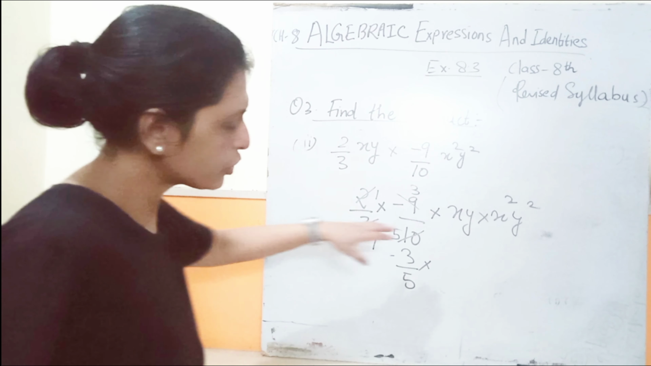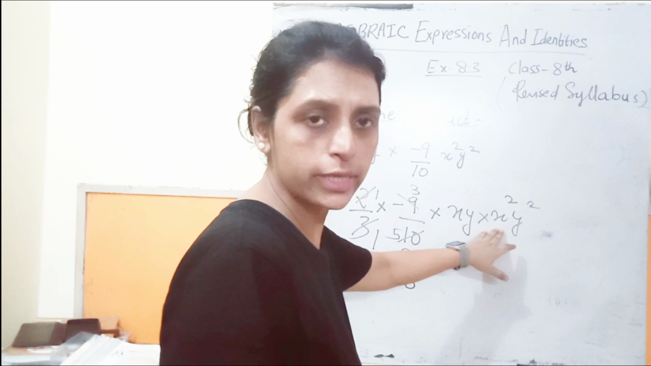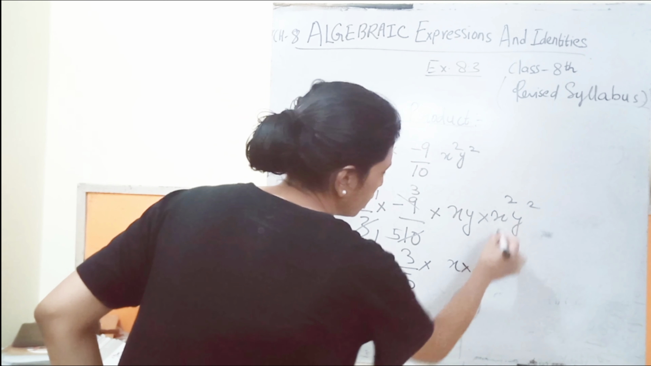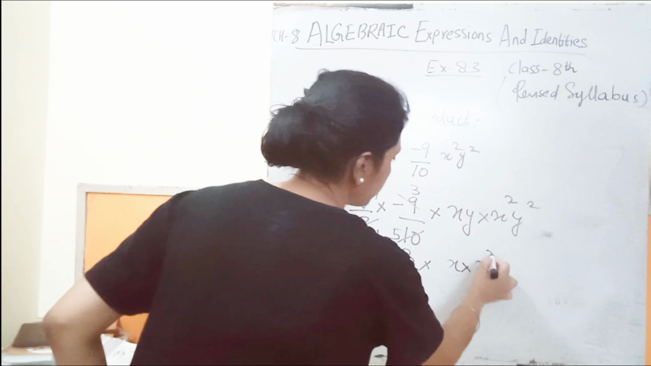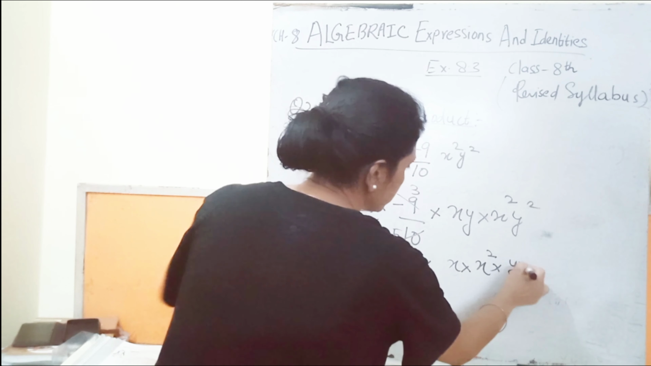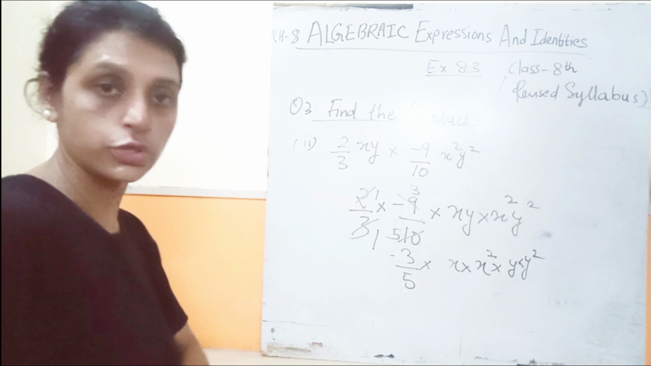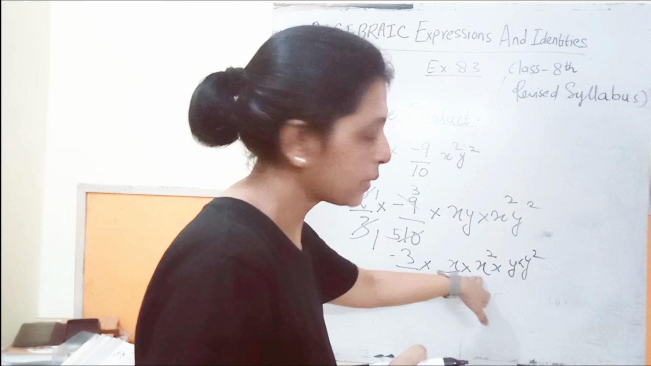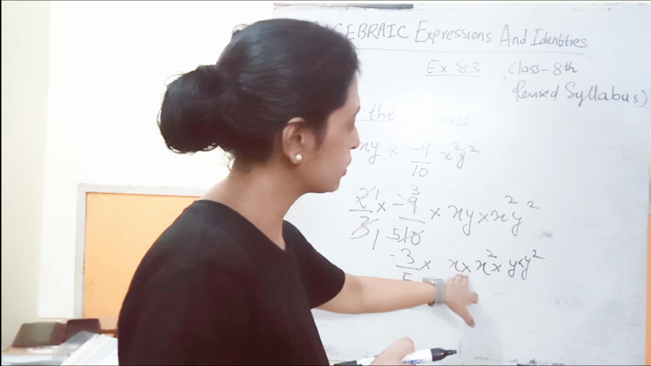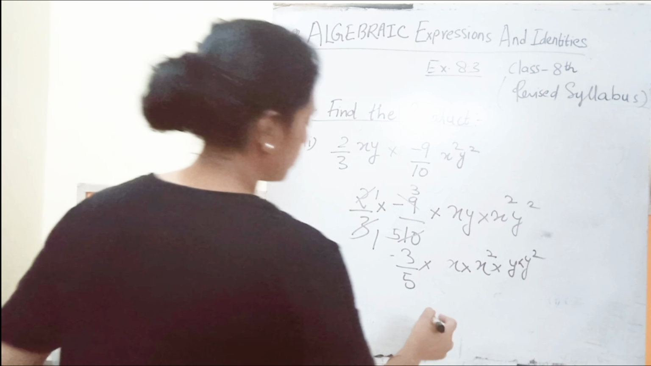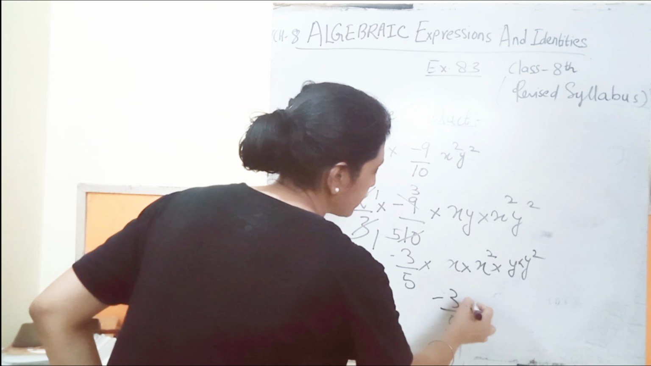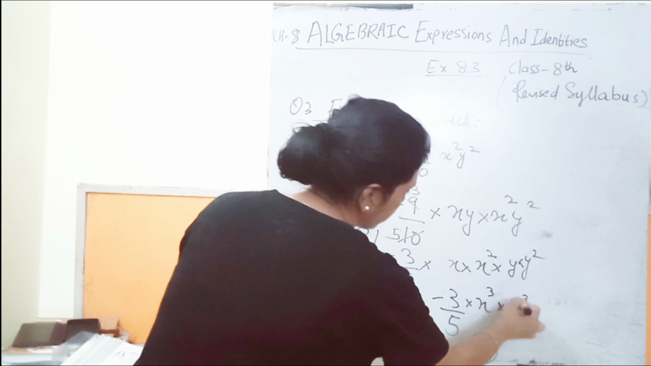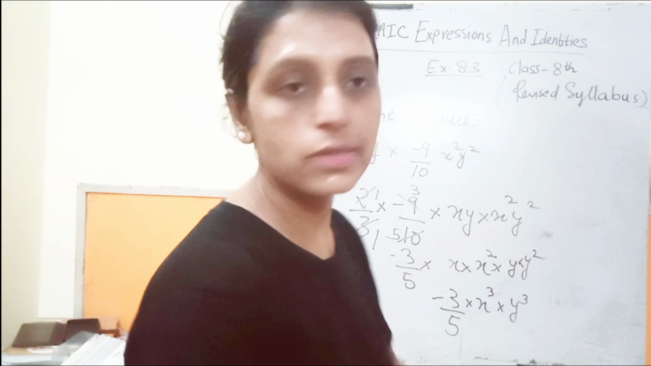Okay children, now what we are going to write? We are going to take the same base together. Okay, here also x and here also x, so we will write it together, into then y into y to the power 2. Children, now we can apply the laws of exponents here. Yeah, the bases are same, multiplication operation is there, so the powers will get added. So it will be minus 3 upon 5 into x to the power 3 into y to the power 3. Okay, so this is your answer.